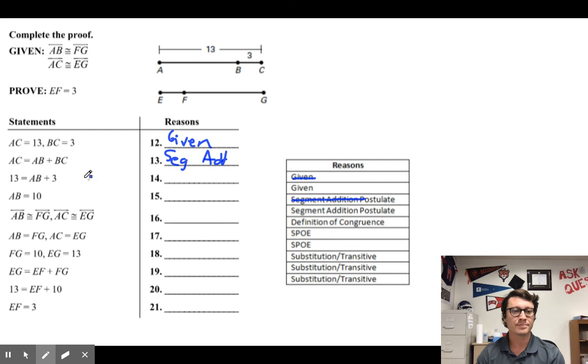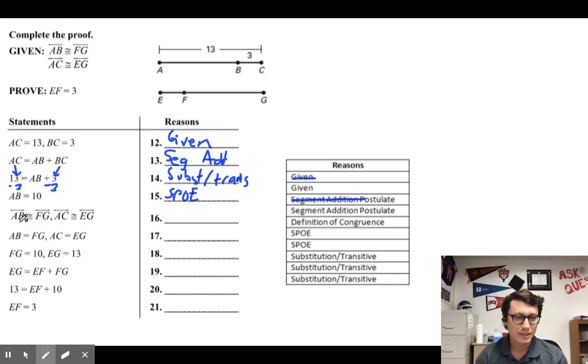Eliminate that. Okay, 13 equals AB plus 3. Well, we said that AC was equal to 13, and we had AC. All we did was replace AC with 13. All we did was replace BC with 3. So that there is the substitution property. Substitution / transitive property. Okay, and if we have 13 equals AB plus 3, we subtract 3 from both sides to get AB is equal to 10. That there is SPOE.